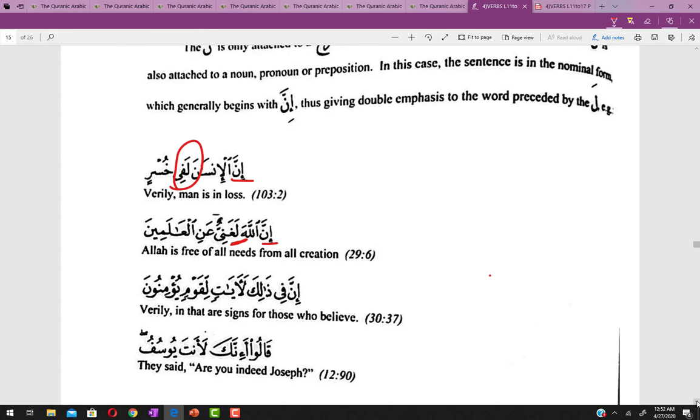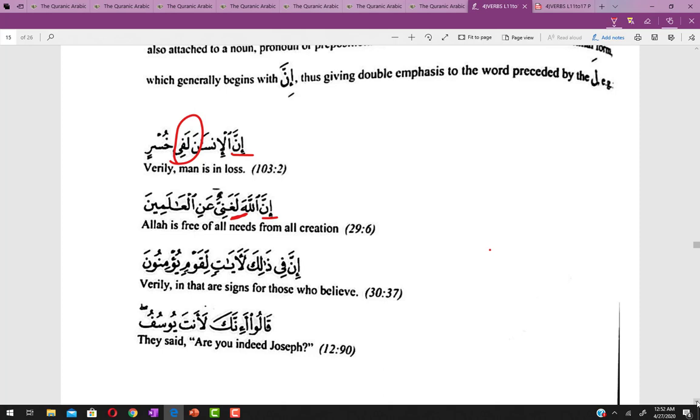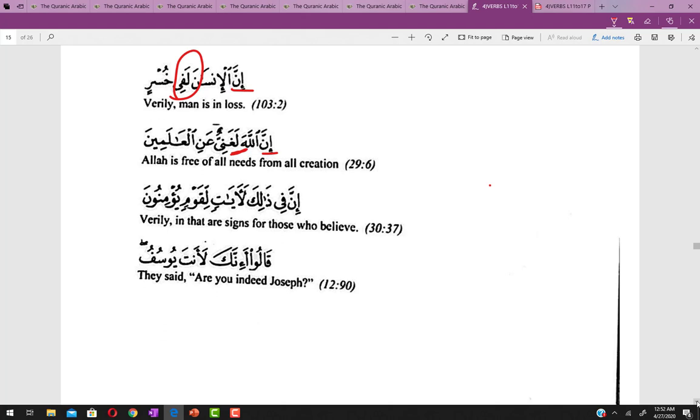Inna fi dhalika la ayatil liqawmi yu'minun. So here the sentence is starting with the inna. And then we have la ayatin, right? Verily in that are signs for those who believe. So this is with the double emphasis.